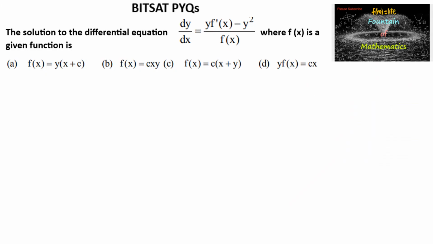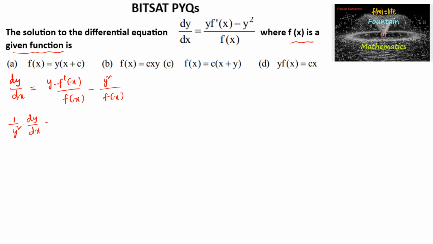We need to find the solution of the differential equation dy by dx is equal to y into f dash of x minus y square upon f of x, where f of x is a given function. So this can be simplified as y into f dash of x upon f of x minus y square upon f of x. So dividing with y square on both the sides, 1 upon y square into dy by dx is equal to 1 upon y into f dash of x by f of x minus 1 upon f of x.